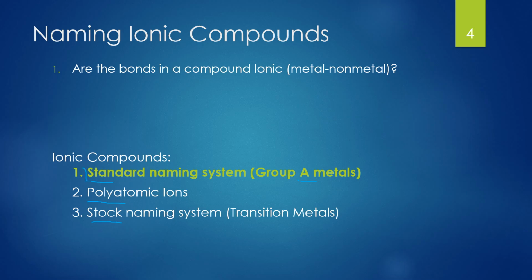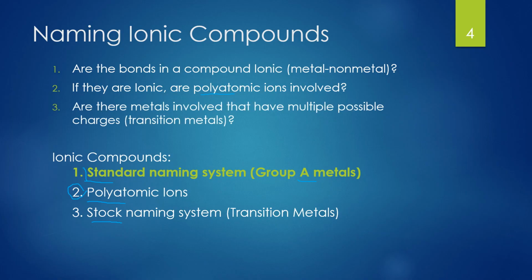So you want to make sure to ask yourself, first off, when you're naming an ionic compound, confirm that it is indeed ionic, that there is a metal and a nonmetal, or a metal and a polyatomic. If it is ionic, then you ask yourself, are there polyatomics? Because then you're going to have to go to the second way of naming that we'll cover later. And last but not least, if there isn't, are there metals involved that are transition metals? Because remember, transition metals have multiple possible charges, so that's going to be a little bit different to name than the group A metals who have definite charges.